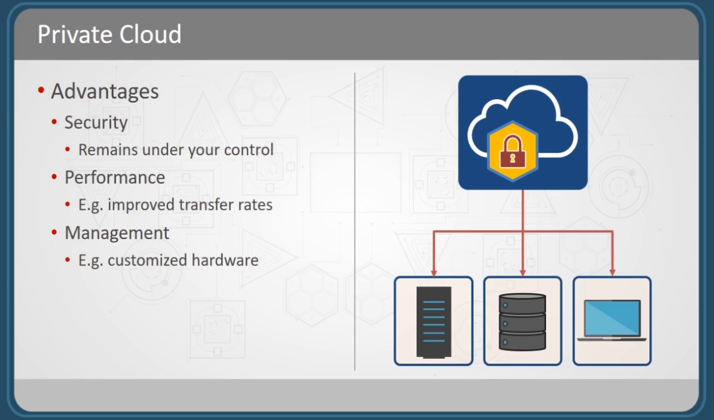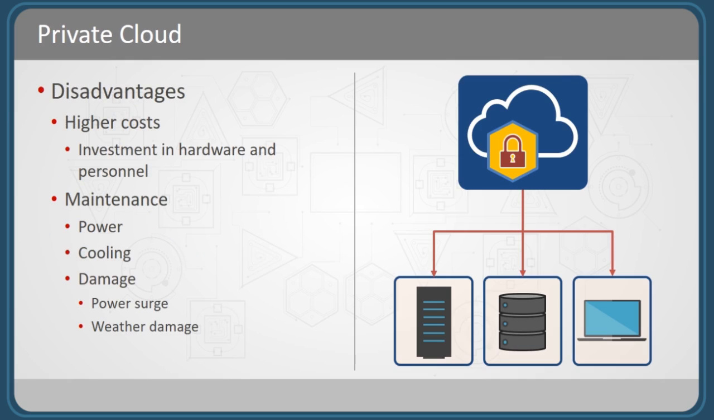where that might not be an option in a public cloud configuration. Now, the disadvantages, certainly higher costs. You do have to make that investment in the hardware and the personnel, at least at the corporate headquarters. But a lot of organizations already have that in place. But there is still the ongoing maintenance. At the data center, there can be very high demands with respect to power, cooling, and damage, of course, to power surges or any kind of weather damage or any sort of natural disaster.